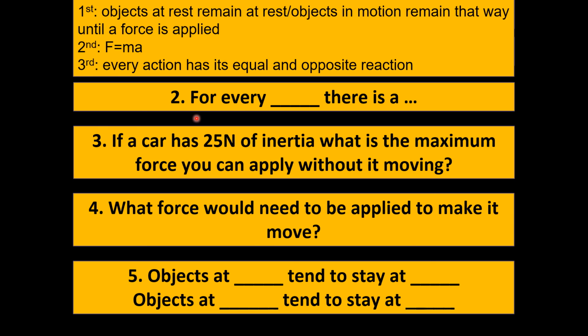If a car has 25 newtons of inertia, what is the maximum force you can apply without it moving? That would be 25, because you are applying an equal force but not an opposite force. What force would need to be applied to make it move? That would be more than 25, so 26 and above. And objects at rest tend to stay at rest, and objects in motion tend to stay in motion.